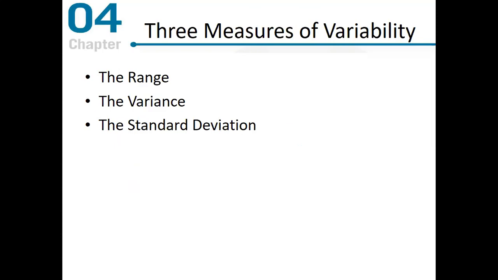It's only based on 2 scores, and it doesn't give us any kind of indication of how everybody else within that range has performed. As a result, you don't see it used as the high standard for reporting variability. Instead, we're going to focus on the variance and the standard deviation. The variance is a necessary step in order to get the standard deviation, which is the most common and well-accepted measure of variability used in research today.